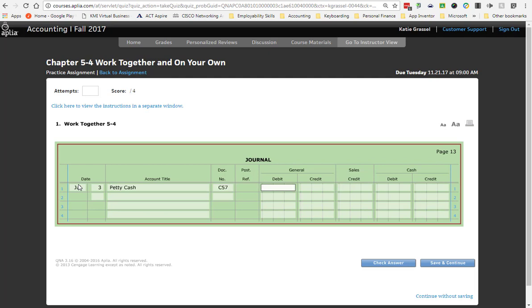Petty cash is increasing because before this, it did not have a balance. So it's going to debit petty cash $250, and we're going to credit cash $250. This is the only time that you will use the account title petty cash.